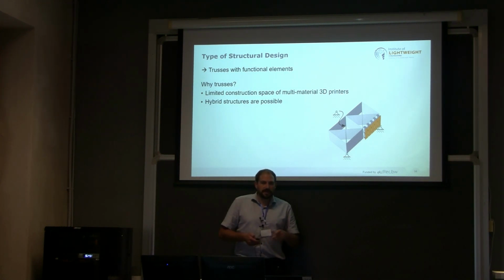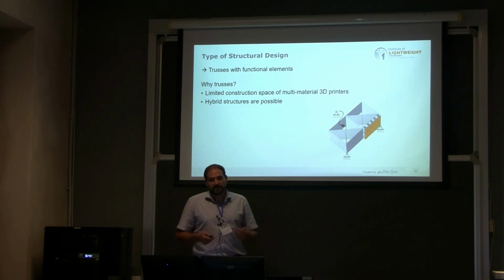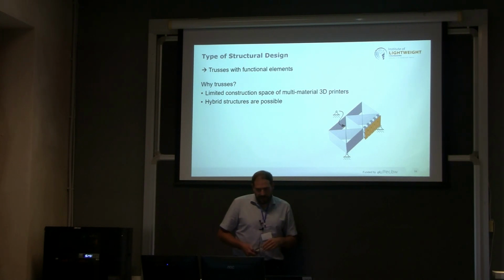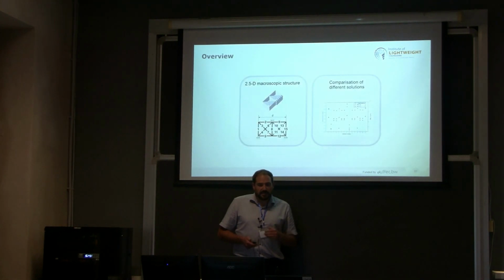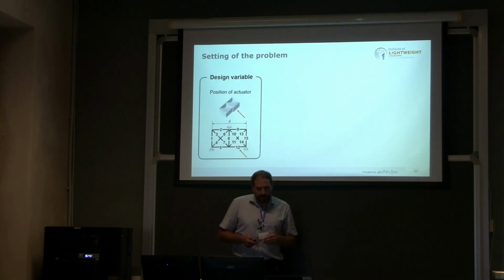And also, doing this approach, hybrid trusses are possible, so you can think of most of the elements being aluminium, which is highly structurally efficient and at the same time very cheap, and go for those multi-material elements where it's necessary. And method one is a simple comparison. So you define the structure and you compare the different solutions. So I show you a very simple approach right now.